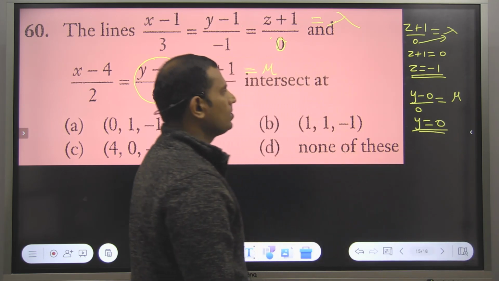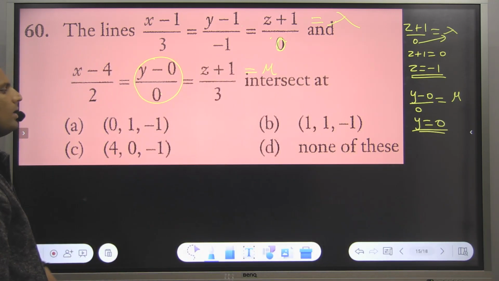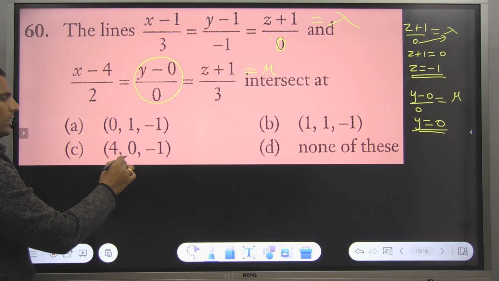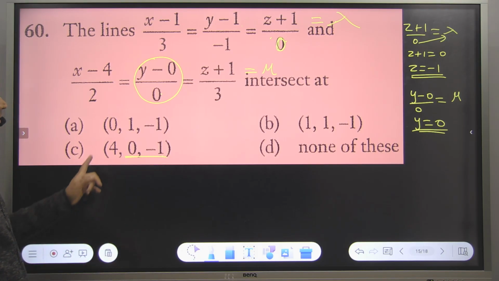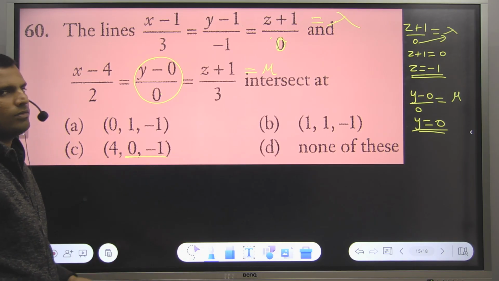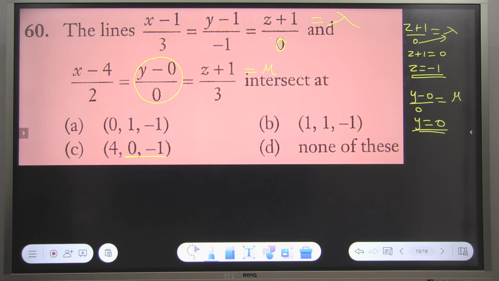So z is -1 and y is 0. This only looks correct, but how are you sure it is not none of these? Any idea students? How do you know none of these cannot be the answer? Very simple.